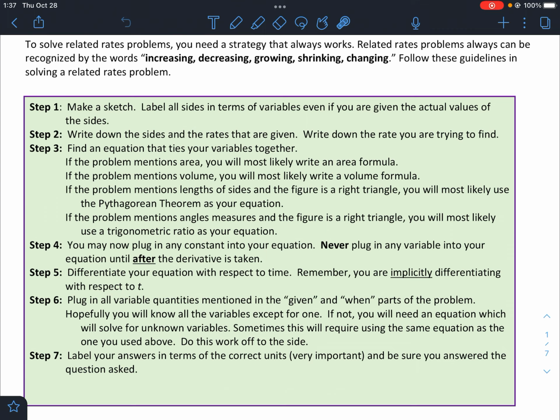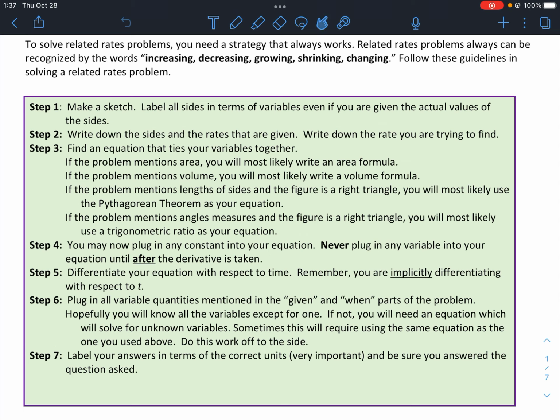Step 3, write down an equation that relates your variables together. It usually is area, volume, or Pythagorean theorem, or maybe some type of trig ratio. Okay, now we can plug any constant into our equation. We don't plug any variable into your equation until after the derivative is taken. Then we take our derivative, and then we can put the variable quantities in at this time. And then you solve for what's missing, and then you find your answer, and you make sure you label your answer in terms of correct units.